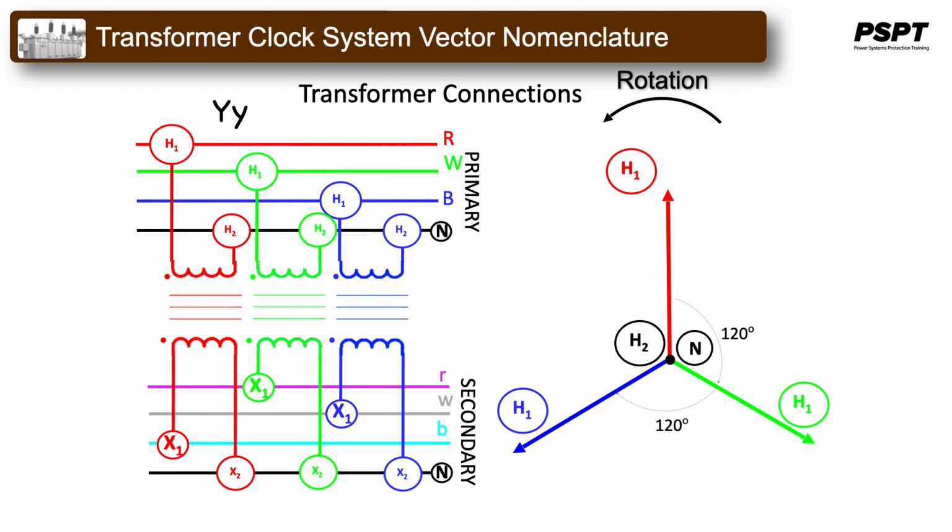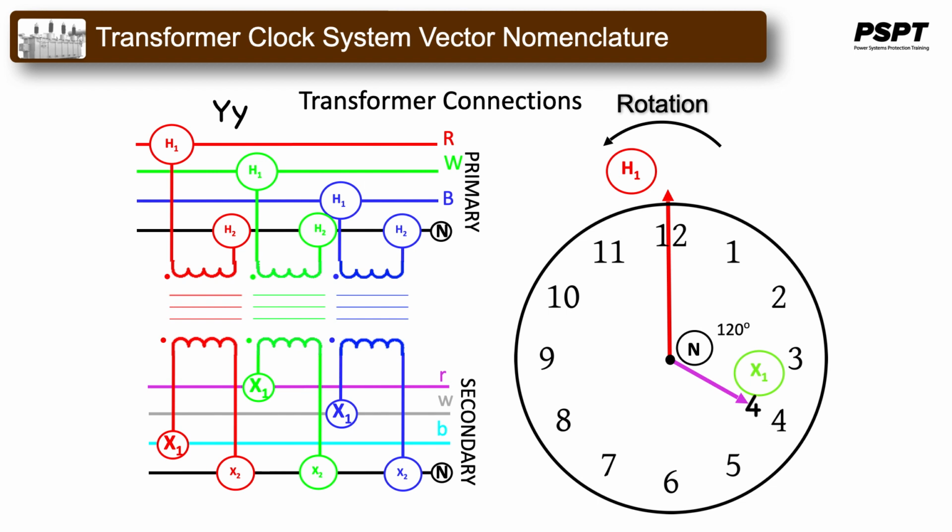The secondary phasors look like this, showing the secondary voltages are 120 degrees lagging their respective primary voltages. Again, just using the red phase vectors, the clock system of vector nomenclature would tell us that there is a 120 degree displacement of the secondary voltage. The clock system nomenclature would be YY4.